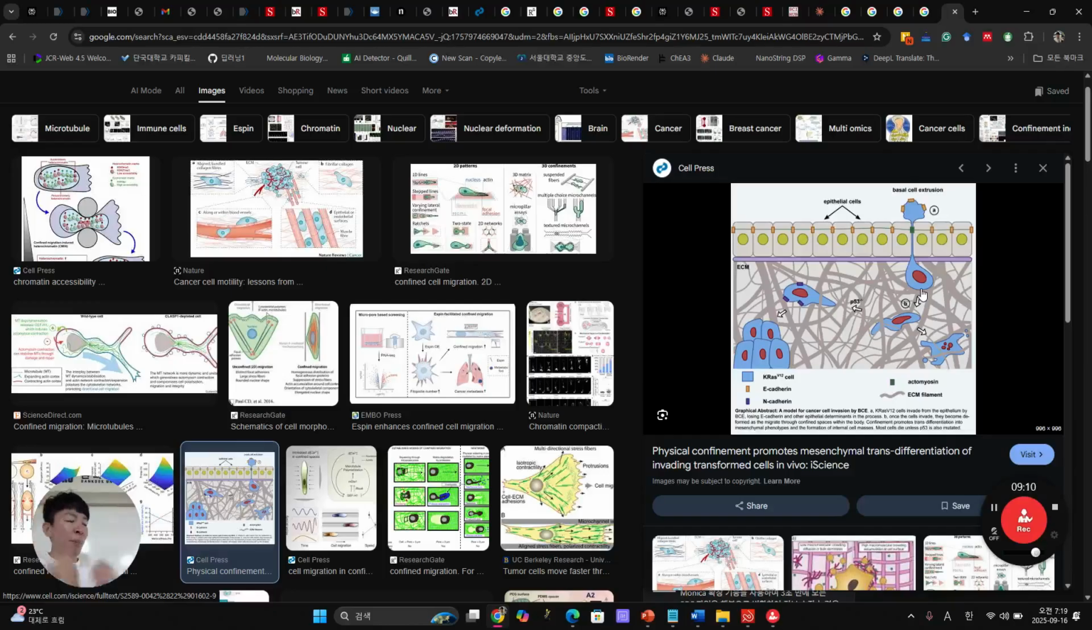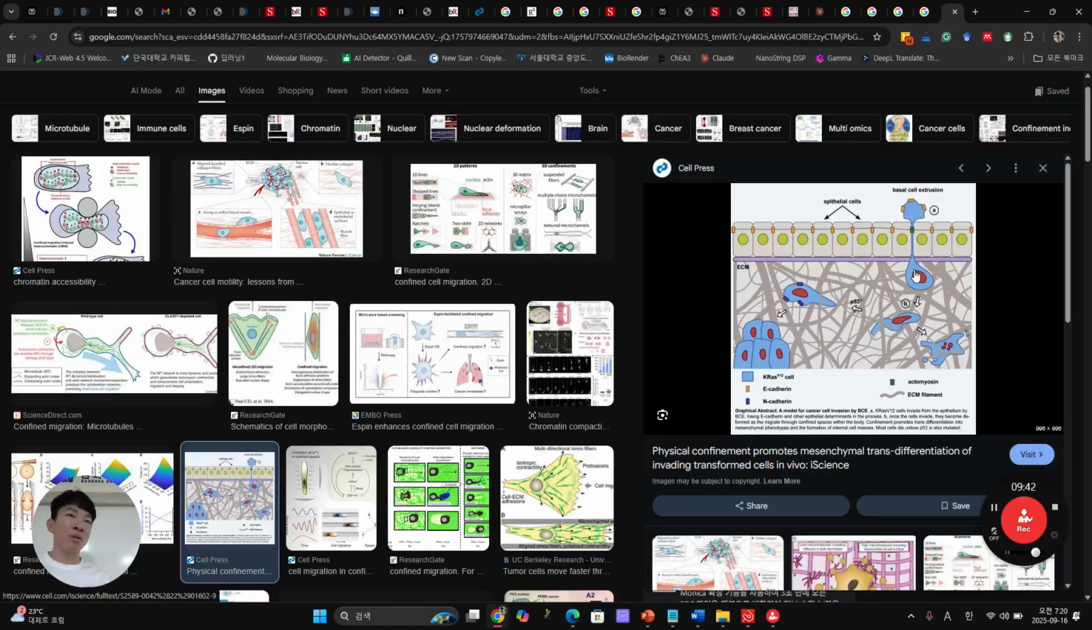So the basic method to check confined migration is to use an insert. The insert is very easy. You can buy it and seed the cells on top of the insert, and then you can check how many cells can go down, and how fast. This is one of the ways to check confined migration easily in 2D. And then in 3D, you should use some collagen structure, collagen gel, or any kind of scaffold like that. So I can say that confined migration happens a lot.